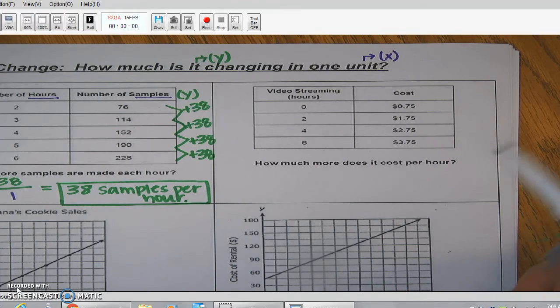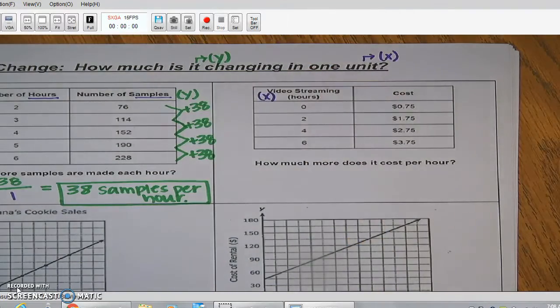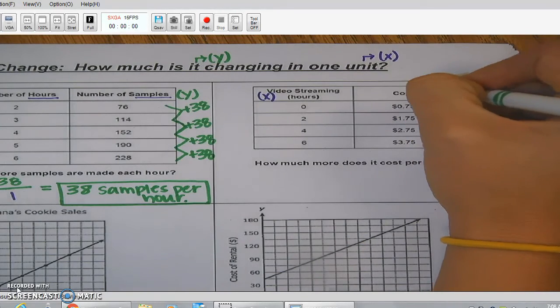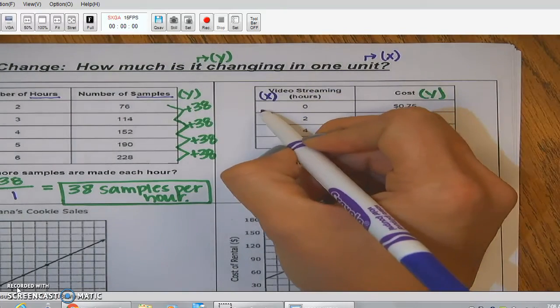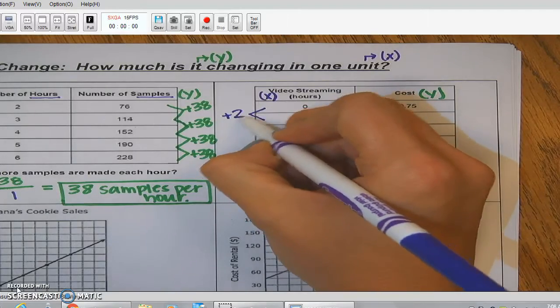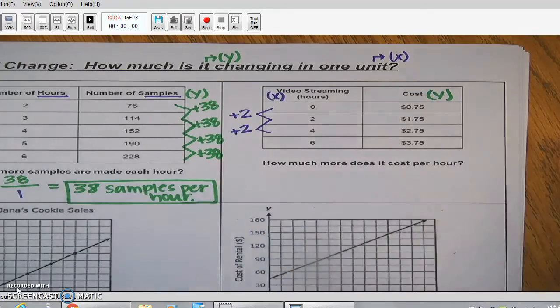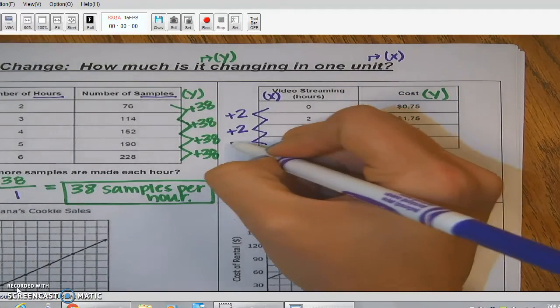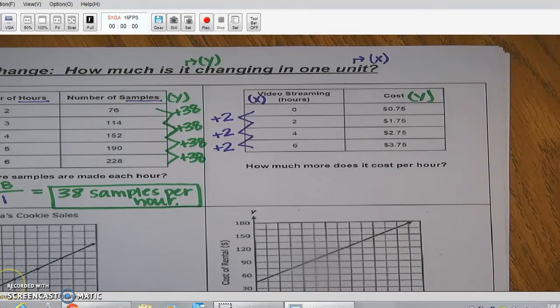So again, we're going to look for our patterns in our table first in x and y. So our hours are our x values, and our cost is our y values. Okay, if I'm looking at my x values, it starts at 0 and then it goes to 2. So I notice it's increasing by 2 hours. And from 2 to 4, it's increasing by 2 hours. And same thing from 4 to 6. So my change in my x values every time is 2 hours.